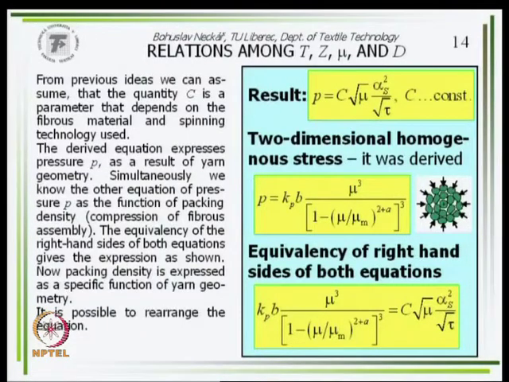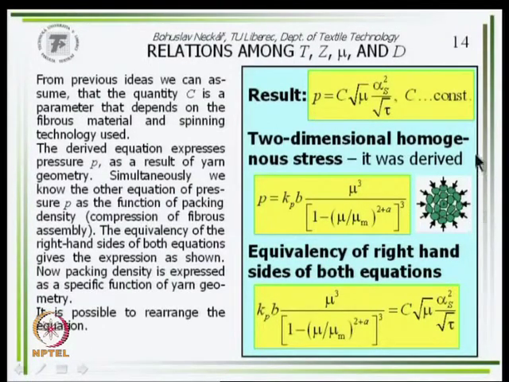But the pressure as a function of packing density, we know from one of our earlier lectures about the compression of fibrous material. We derived the pressure as some Kp times this ratio, where mu is packing density, mu m is some maximum value of packing density, not too far from 1. A is a parameter usually equal to 1.